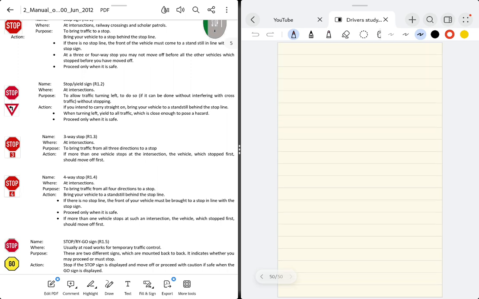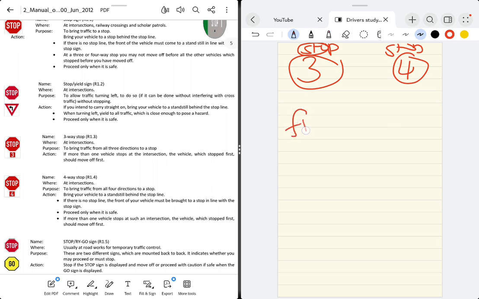Then there's a 3-way stop and a 4-way stop. A 3-way stop brings traffic from all 3 directions to stop. A 4-way brings traffic from all directions to stop. If more than one vehicle stops at the intersection, the vehicle which stopped first should move off first. So it's kind of like first come, first served.